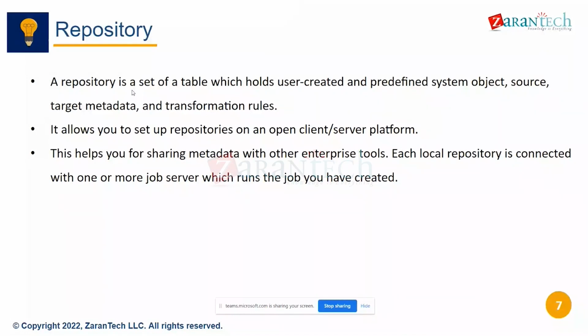For example, whenever you create a job, say a batch job, what will happen? Until you save the job in your local repository, it won't store any data in the backend table. The data is nothing but metadata. It won't store any metadata in the backend table until you save your work. So that is how a repository works.